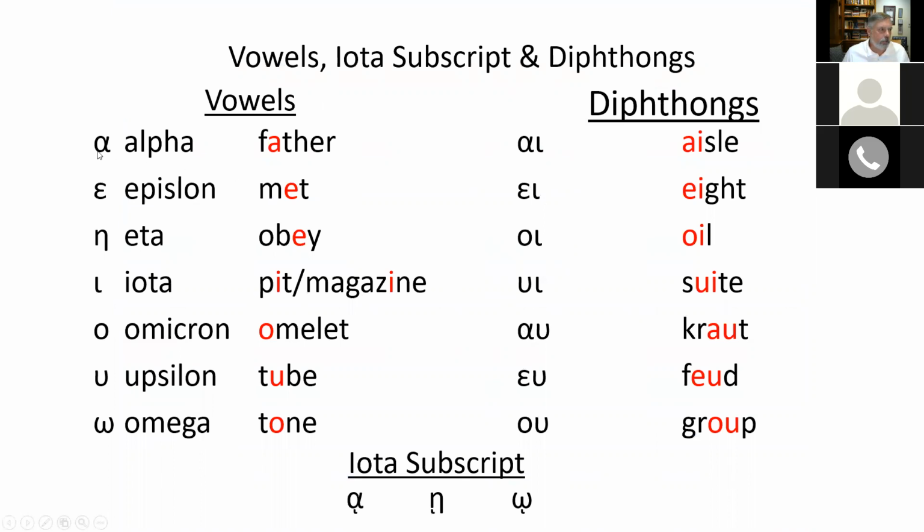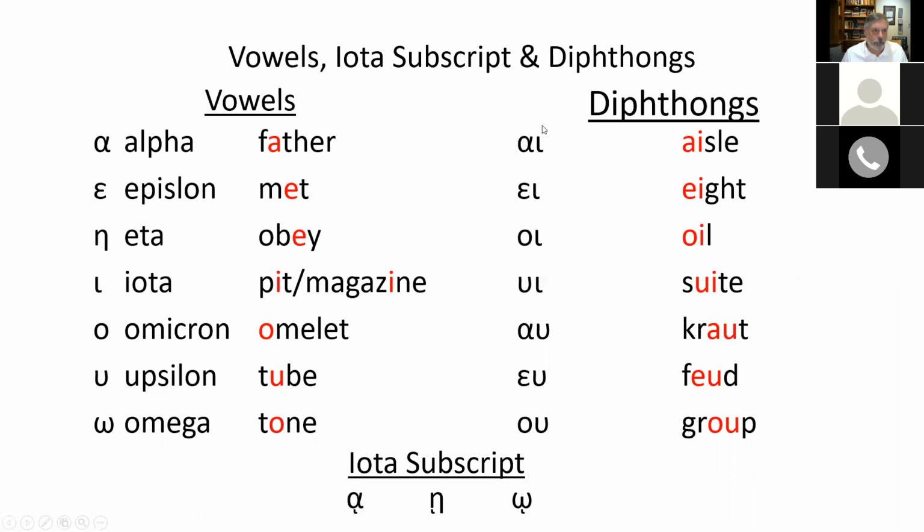The breathing mark is only used on the first letter, if the first letter is a vowel in the word. So if there was a breathing mark here, it would be above that alpha. But if it's a diphthong, it comes above the second letter, because the diphthong functions as one vowel.